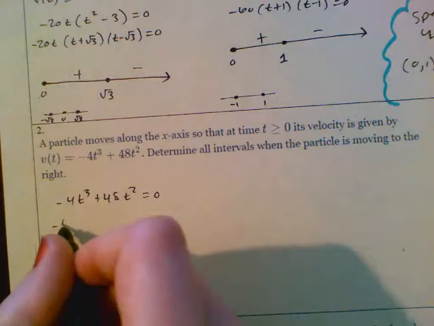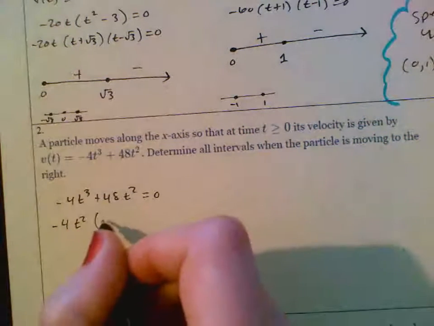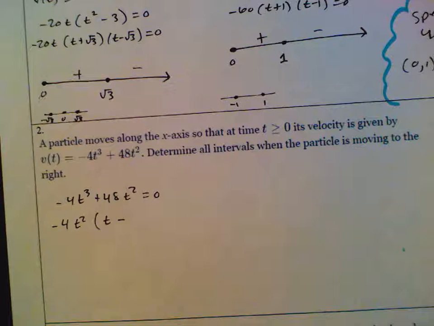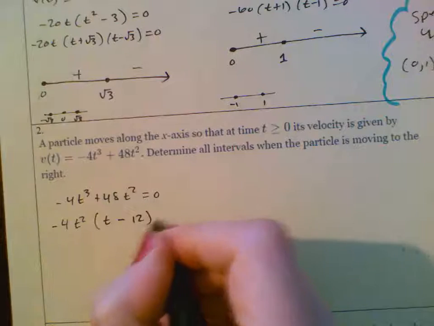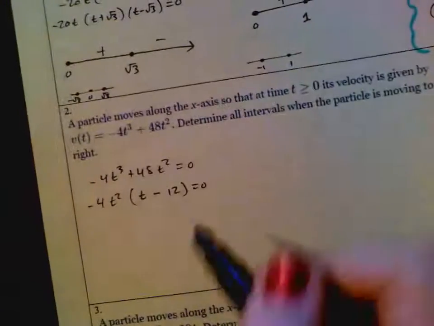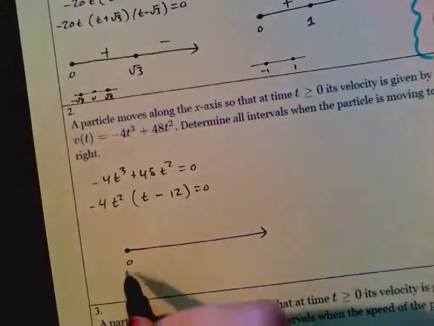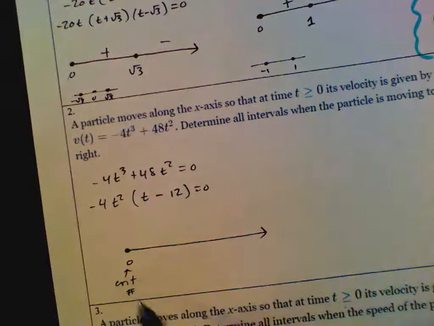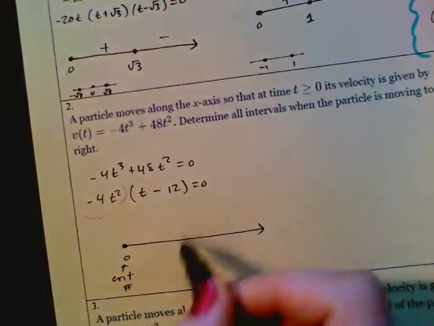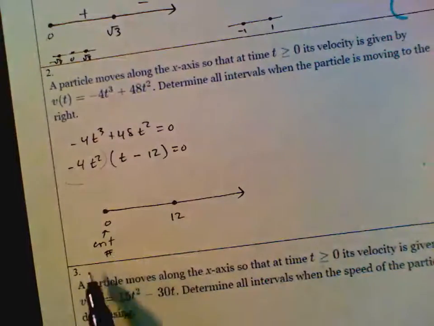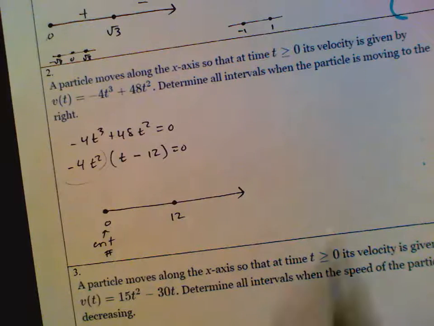I could take out a negative 4t squared. And then we got t minus 12. All right, now 0 is a critical number here, and then 12. The reason I say that is because you couldn't plug 0 in as a testing point, because it is a critical number. All right, now I'm doing a sign test.